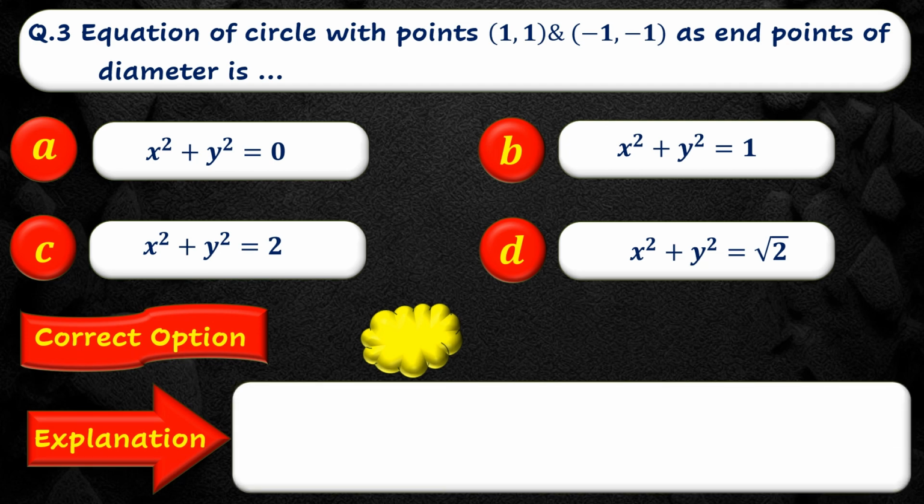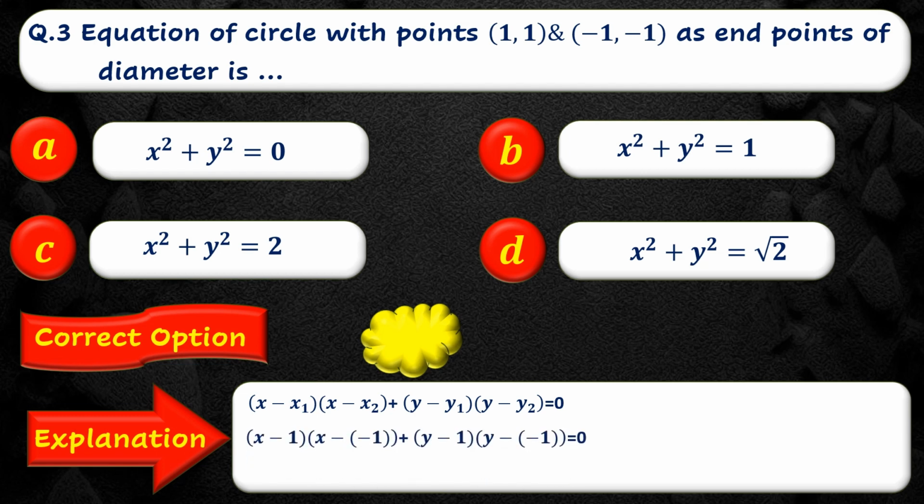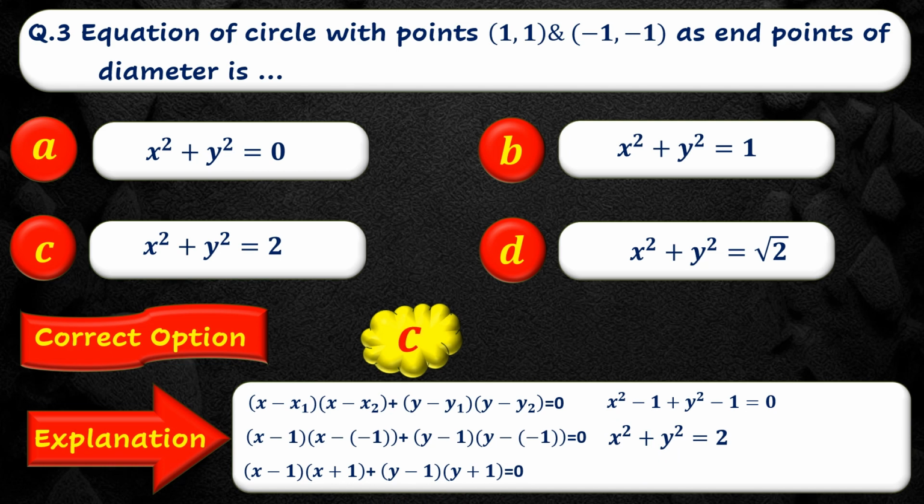Equation of a circle with given endpoints of diameter is x minus x1, x minus x2 plus y minus y1 into y minus y2 is equal to 0. Call 1, 1 as x1, y1 and -1, -1 as x2, y2. Replacing these values, we get, after simplifying, x square plus y square is equal to 2. Therefore, correct option is option C.